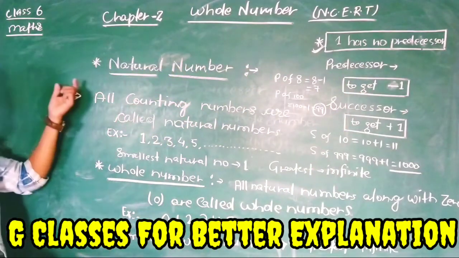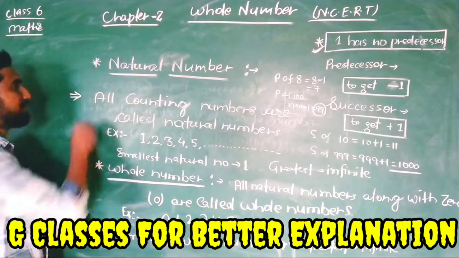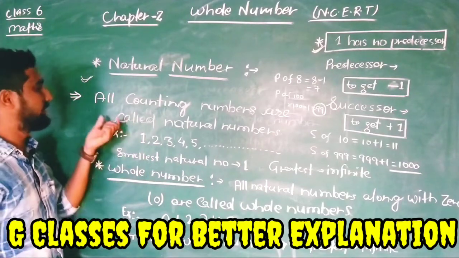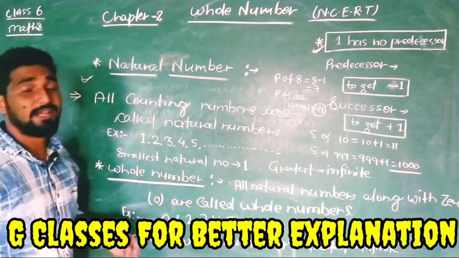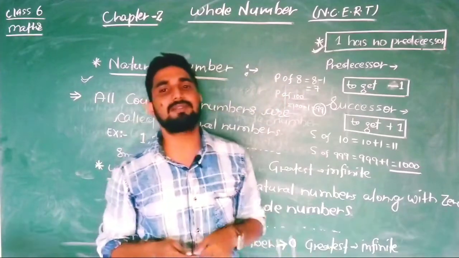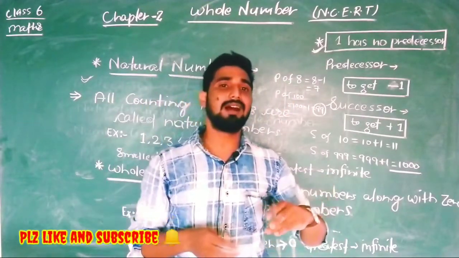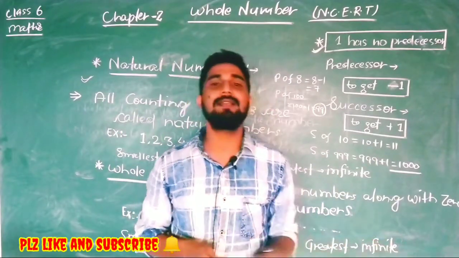Now the second topic I have to discuss in this video is natural numbers and whole numbers. First I will discuss natural numbers. Let us have a look at the definition I have written for this. All counting numbers are called natural numbers. Think over it. If I tell you to start counting, obviously you will start from 1, 2, 3, 4, 5 like that. If I ask any other student to start counting, he or she will also start with 1 only.